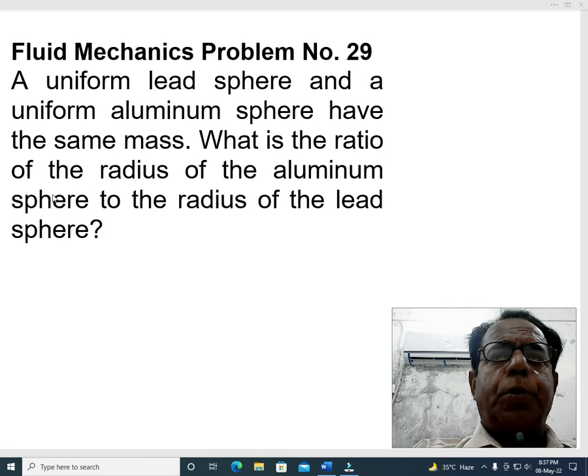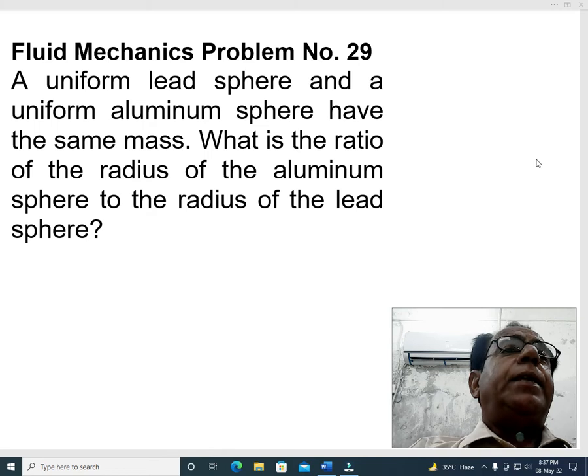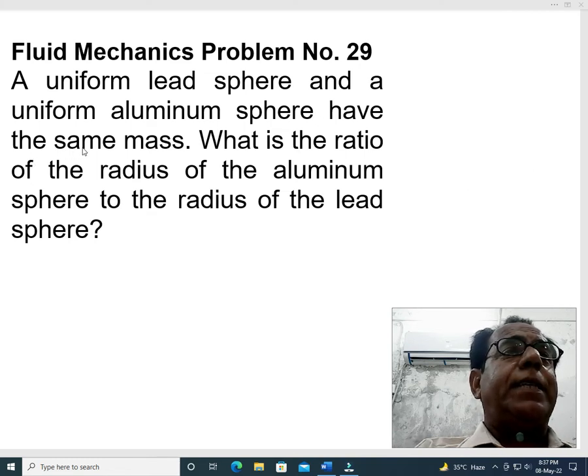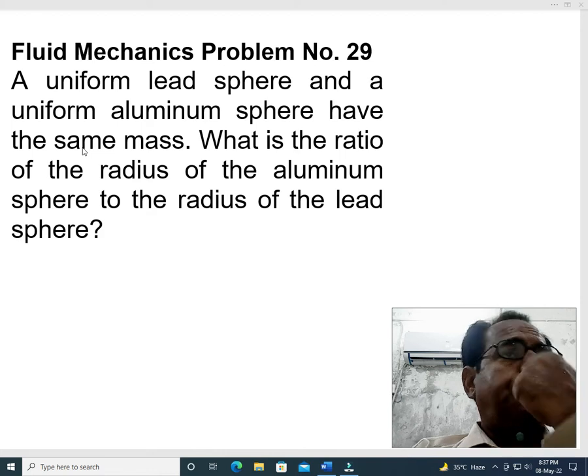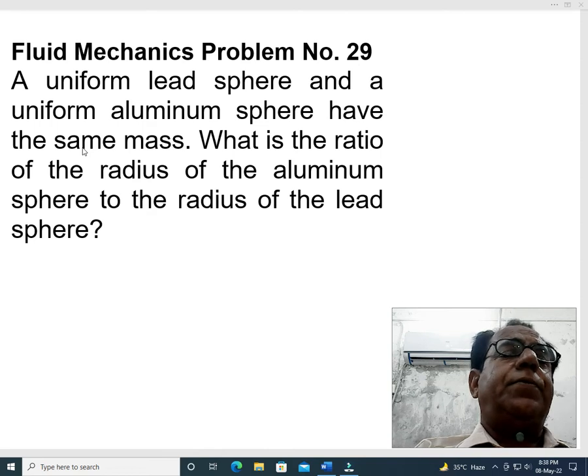This is our next problem number 29. Fluid mechanics problem number 29. As usual, we first come towards the statement. A uniform lead sphere and a uniform aluminum sphere have the same masses. Dear students, this thing is very important, that they have the same masses. What is the ratio of the radius of the aluminum sphere to the radius of the lead sphere?